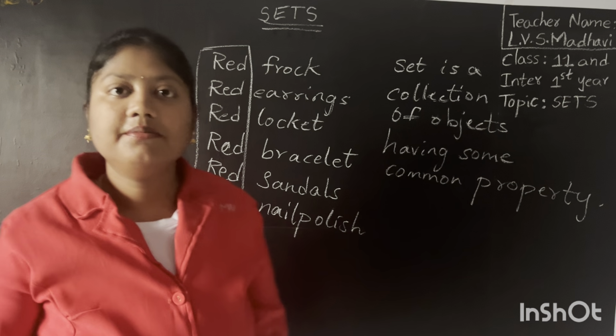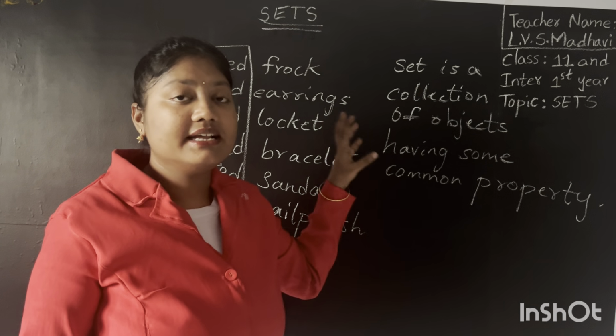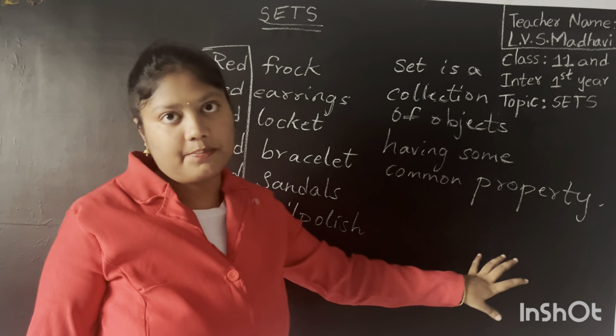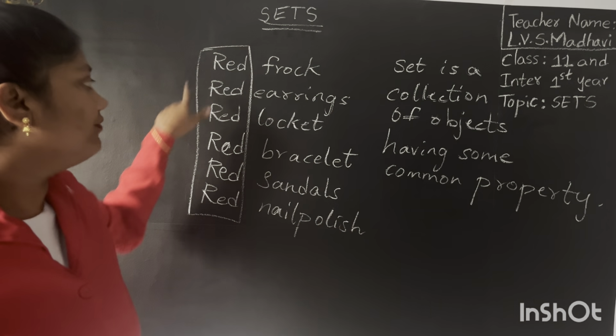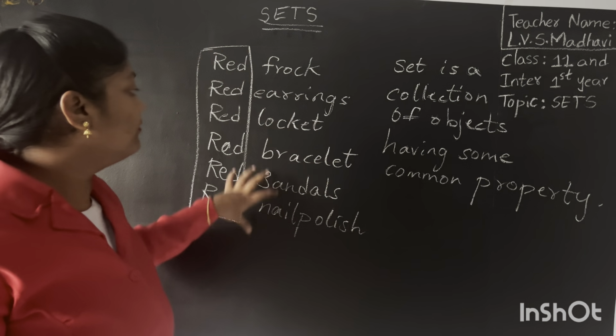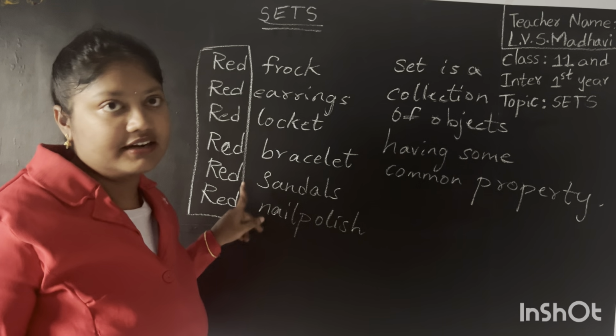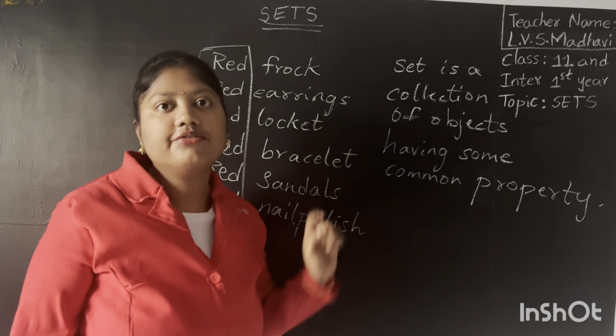So what is the general meaning of set? A set is nothing but a collection of objects that is having some common property. Here, when we see the set of the things that she is going to wear on her birthday, we have the set of things having the common property red color. So this is one example of a set.